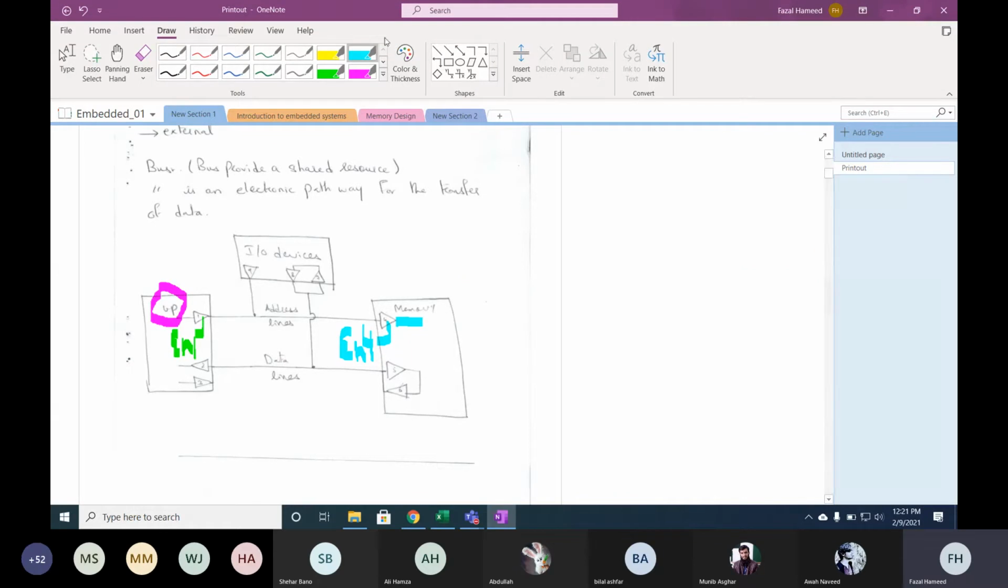Now let's assume a scenario. We want to perform a read operation. What will be the direction of the data? From memory to microprocessor or from microprocessor to memory? Tell me, son. We want to read memory. Memory to microprocessor. Yes. So the direction of the data will be from memory to microprocessor.